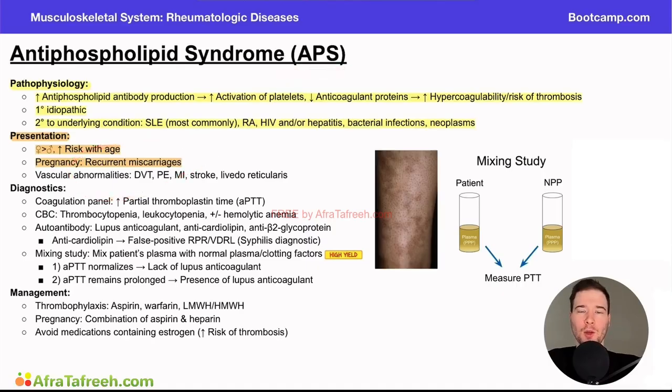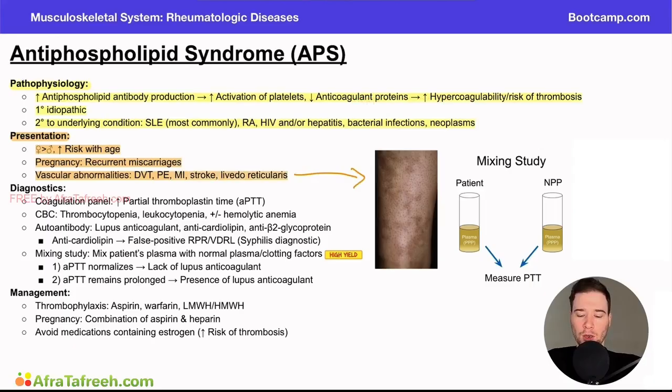Well, remember, if we think to our pathophysiology here, the primary problem is that we have a hypercoagulable state and an increased risk of thrombosis. Somebody who's pregnant who has this increased risk can develop a thrombosis that actually leads to placental infarction, thus predisposing them to the miscarriage. Now, we might also see this present as a variety of other vascular abnormalities. These include things like DVTs, PEs or pulmonary embolisms, myocardial infarctions, MIs, stroke, or this unique finding called livedo reticularis.